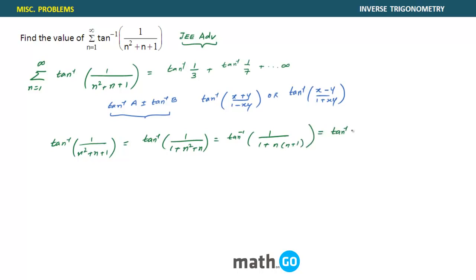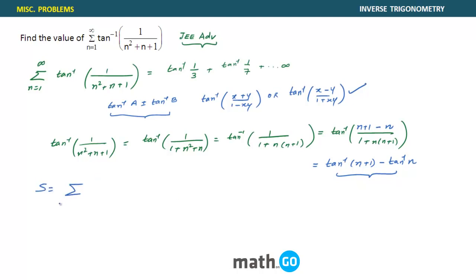Now look at what I'm explaining. This actually can be written as something like (n plus 1) minus n. Again it is the same, but now if you check this particular step, I can write this as tan inverse (n plus 1) minus tan inverse n. So this becomes a difference of two consecutive terms. So this series S is nothing but the summation, n equal to 1 to infinity, of tan inverse (n plus 1) minus tan inverse n.